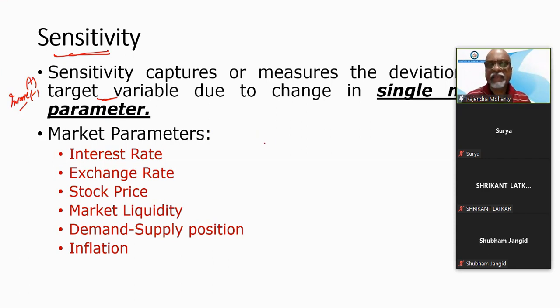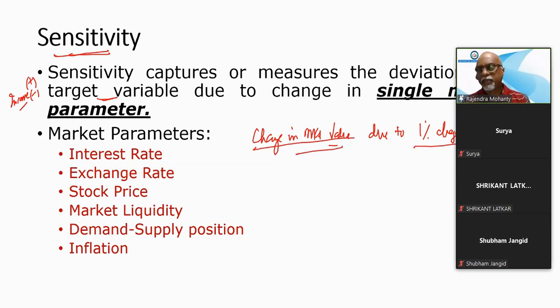So we can say that change in market value. Basically, you are looking at the market value of the security, the market value due to, say, a 1% change in the market rate of interest. If there is a change in market value due to a 1% change in the rate of interest, then that amount, which is the change in market value, would be called a sensitivity based measurement of risk.